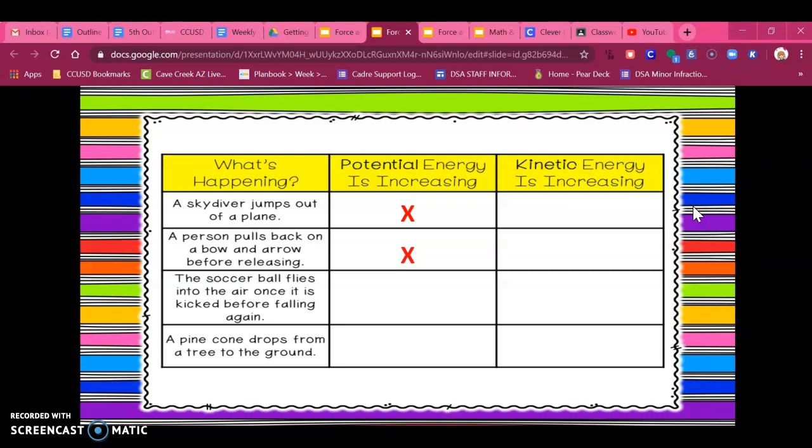Our next example, a soccer ball flies into the air once it is kicked before it falls back down again. So that's like our example with the tennis ball on the first page. That would be kinetic energy because it's kicked up into the air. And here's our last example. A pine cone drops from a tree to the ground. Well, that would be potential energy because it's up high and it has the ability to fall. Once it starts falling, that's kinetic energy.